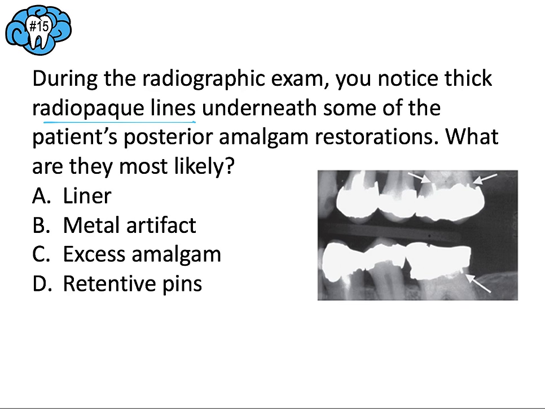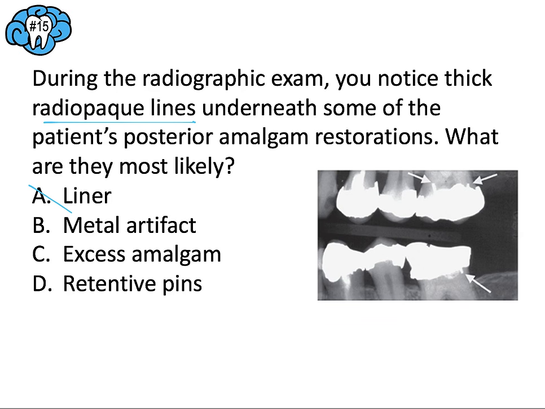So a liner would appear like a very thin line along the floor of the prep, or at least by the part where the prep approaches closest to the pulp. And honestly, it would really only stand out if this was a composite restoration. The composite restoration wouldn't be quite as radiopaque, and the liner would be a little bit more radiopaque than that resin material. So it's not likely that this is any kind of liner or even base material.